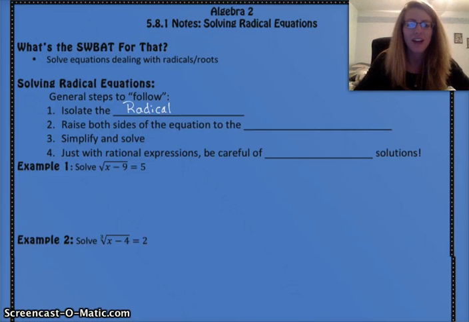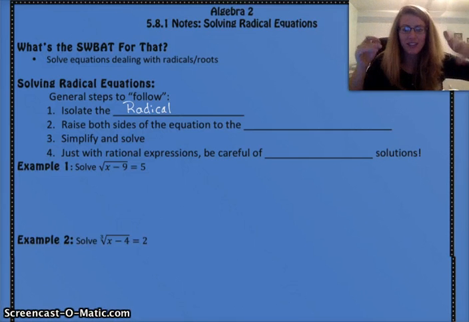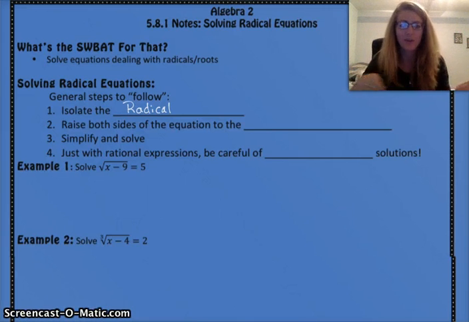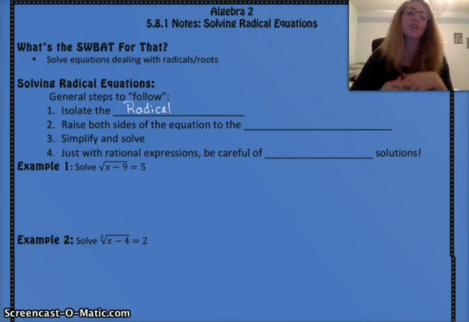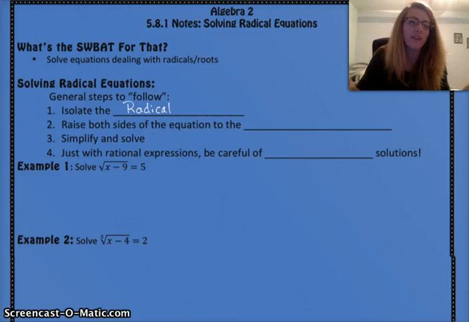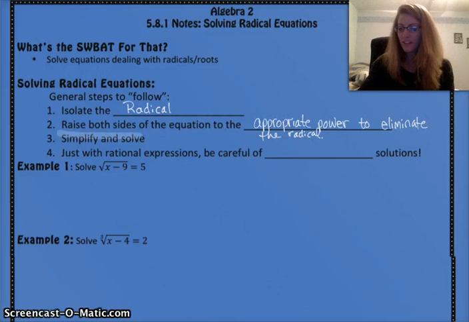Then you want to raise both sides of the equation to whatever the index is on the radical. You want to raise everything to that power, because remember, you want to undo the power. You want to take the root away. So it's a specific power each time for each problem. If it's a cube root, you raise it to the third power. If it's a square root, you square everything. If it's the fourth root, you raise everything to the fourth power. And then just simplify and solve.